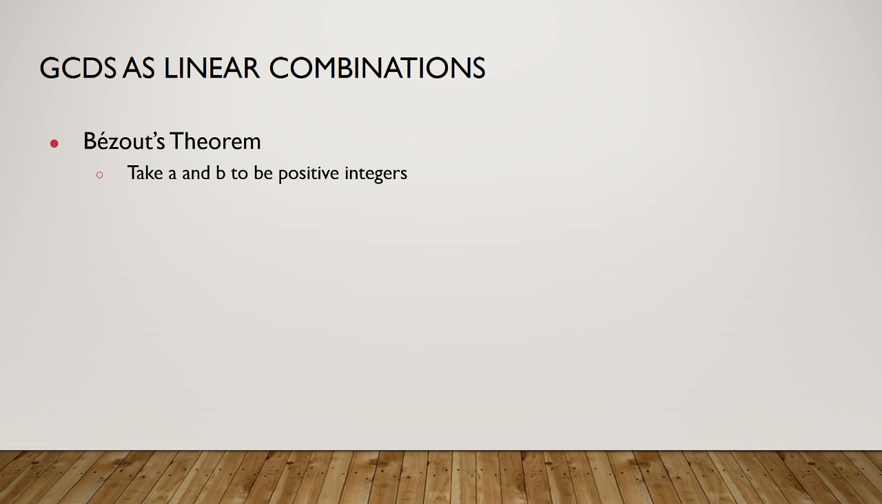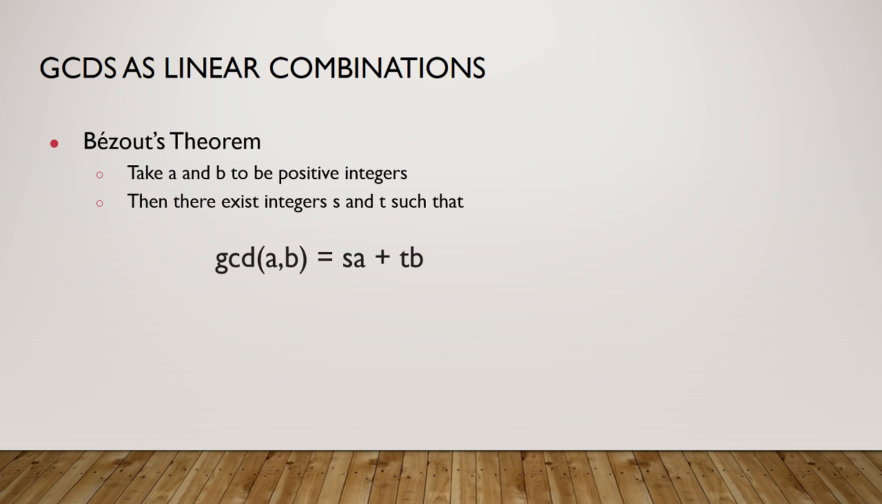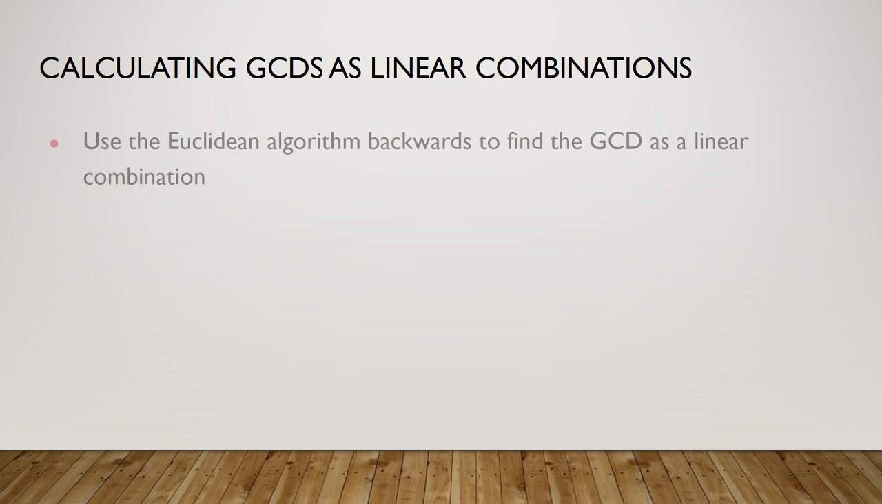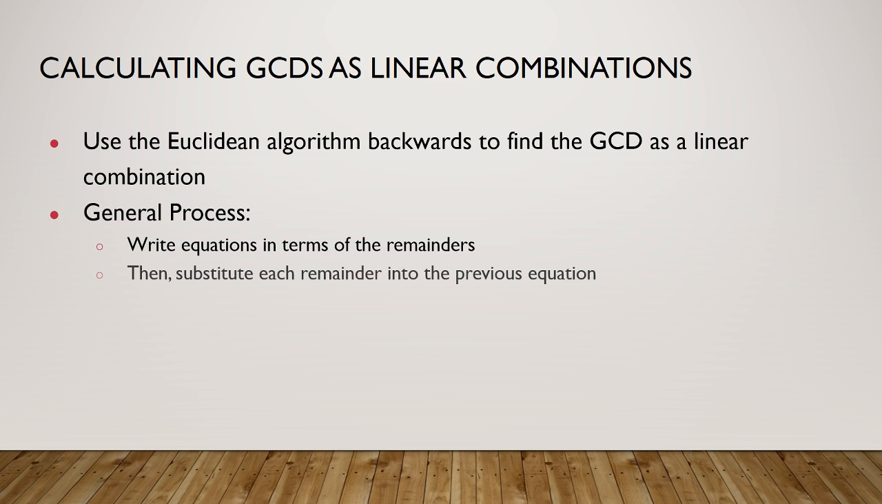Bezout's theorem is to take a and b as positive integers, and there exist integers s and t such that the GCD of a, b equals sa plus tb. This is called a linear combination. It's basically saying that there are coefficients that would match that. Using the Euclidean algorithm backwards, you can find the GCD as a linear combination. Write the equation in terms of remainders, then substitute each remainder into the previous equation.